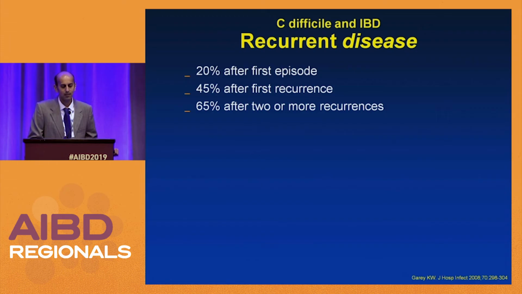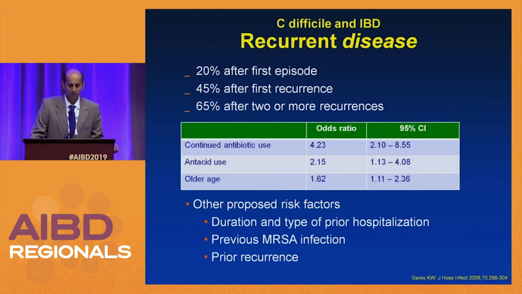Where we face challenges particularly is recurrent disease. About 20% of patients after their first episode can get recurrent C. diff. Once they've had recurrence, they're more likely to get recurrence. So once they sort of go into this circle, they keep getting recurrent C. diff. 65% of patients who've had 2 or more recurrences can get recurrent C. diff as well. There are a number of risk factors for recurrence, but primarily it's continued antibiotic use and continued disruption of your gut flora.